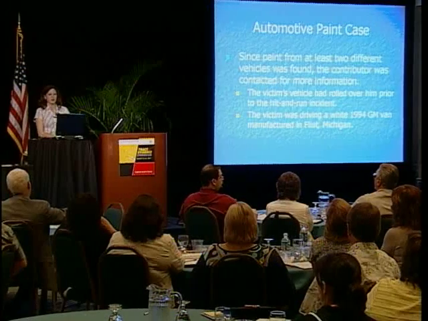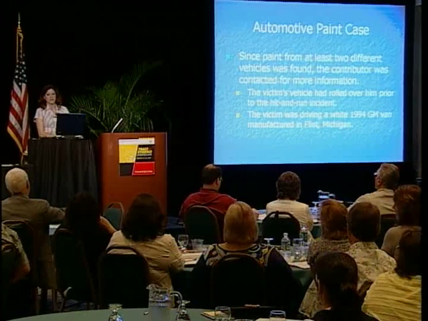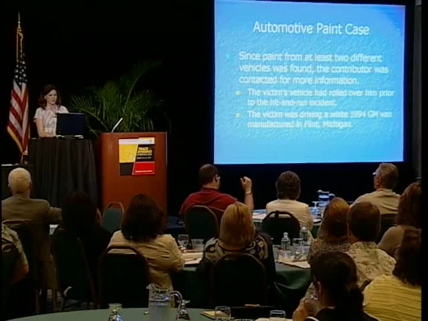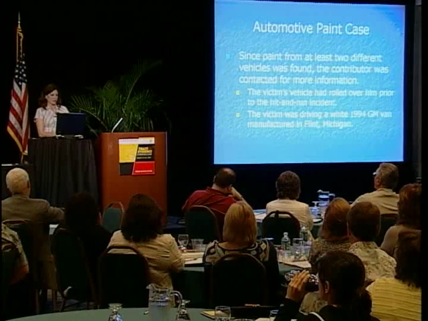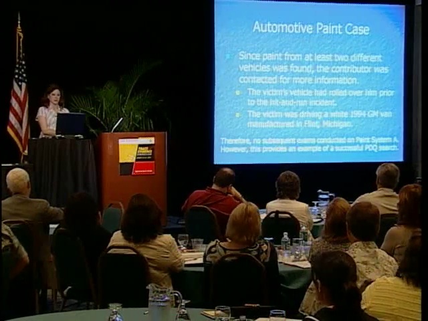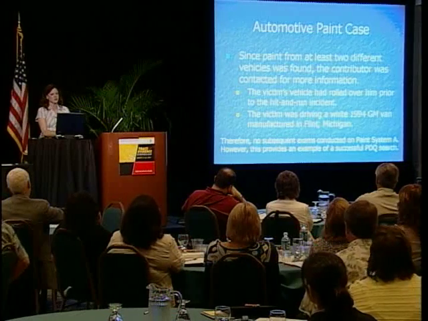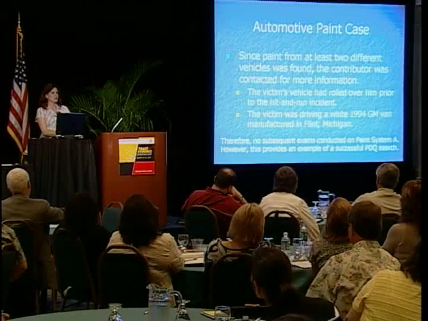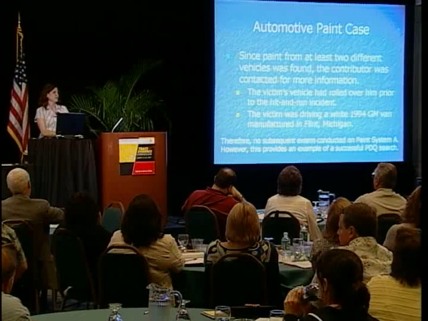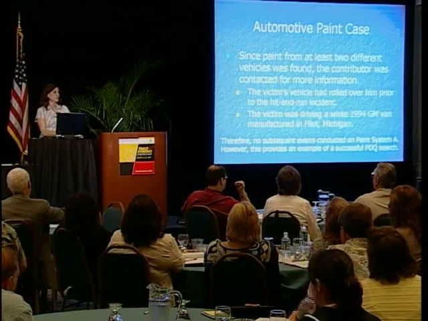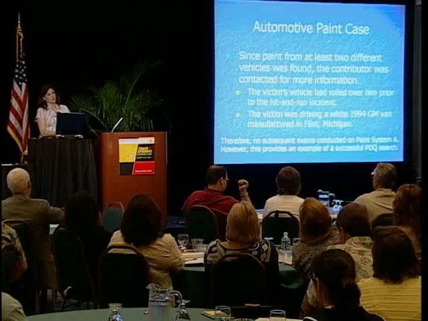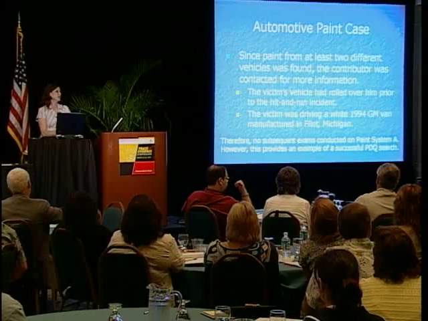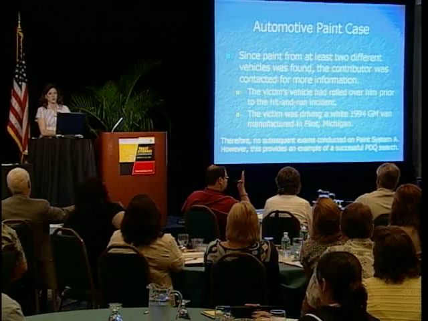The car that he had been driving was actually a white 1994 GM van that was manufactured in Flint, Michigan, based on the VIN number, which we had already determined pretty much based on our PDQ searches. So unlike in most cases where we provide this information and we never hear back what happens or whether our identification was in fact correct, in this particular case, we now have a perfect example of how PDQ actually works. So I didn't conduct any subsequent examinations on this paint system.